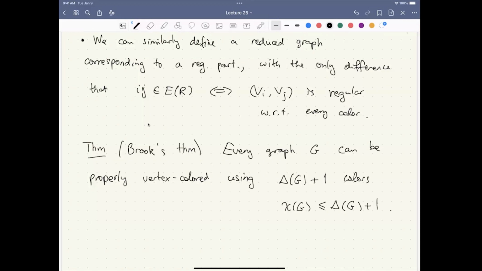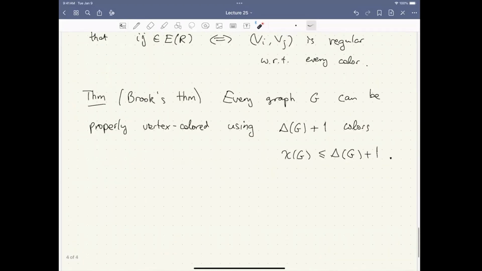The proof is very simple for this theorem. Just greedily color things. For every vertex, at most delta colors are used in its neighborhood, so at least one color is missing. When we have this many colors, you just use one of the missing colors to color the vertex. You can greedily finish the coloring.